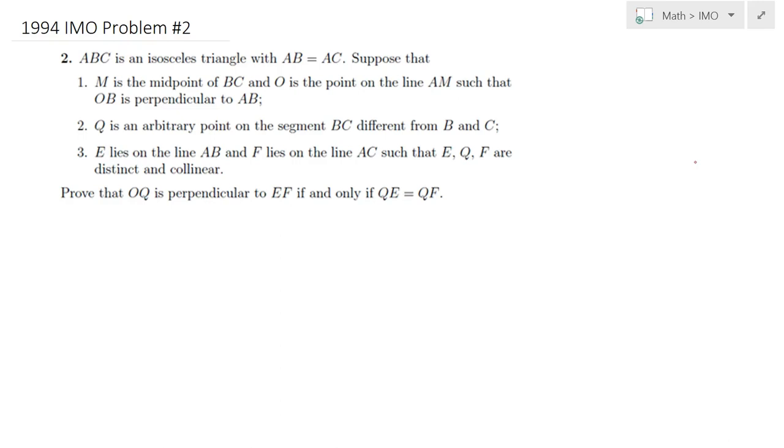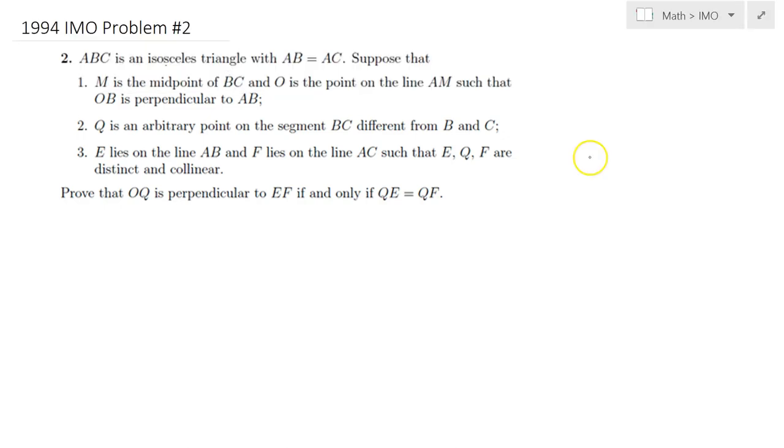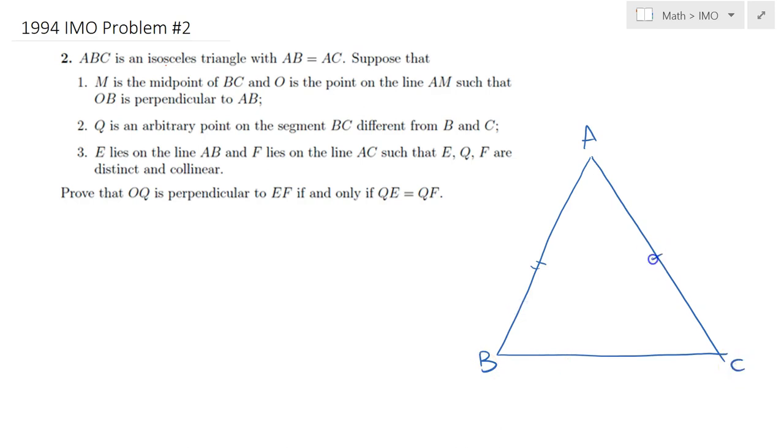Hello everybody, in this lecture we will be solving 1994 IMO problem number 2. Here's a view of this problem. We're given an isosceles triangle ABC where AB is equal to AC. Suppose that M is the midpoint of BC.